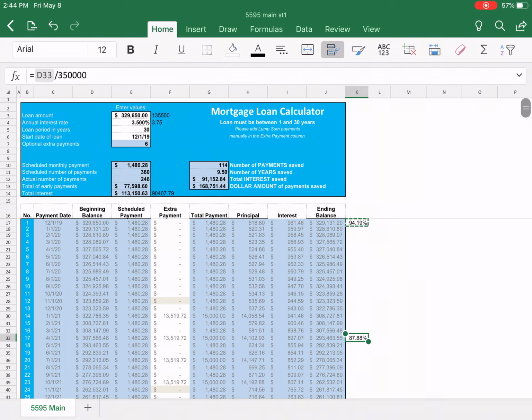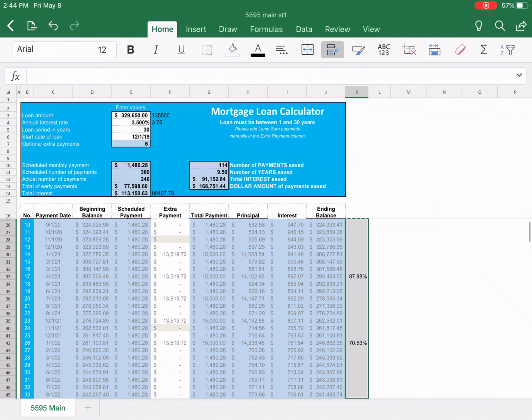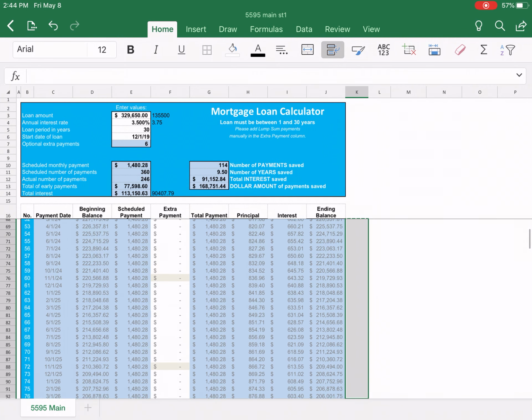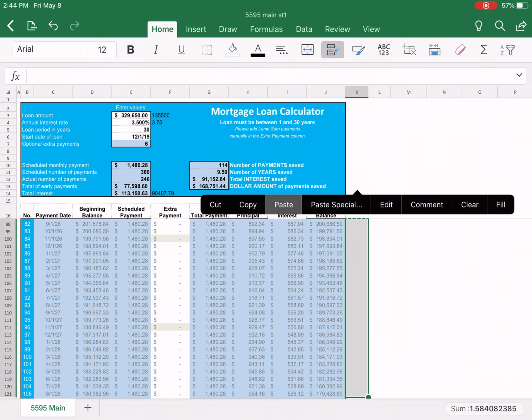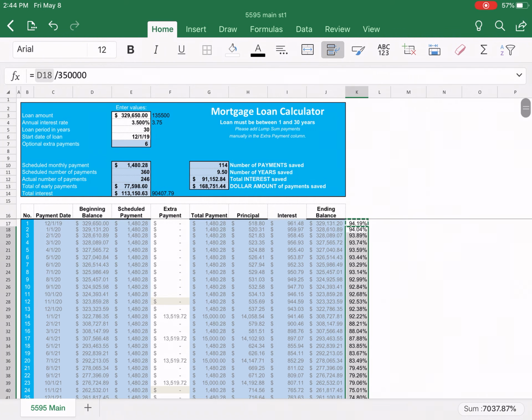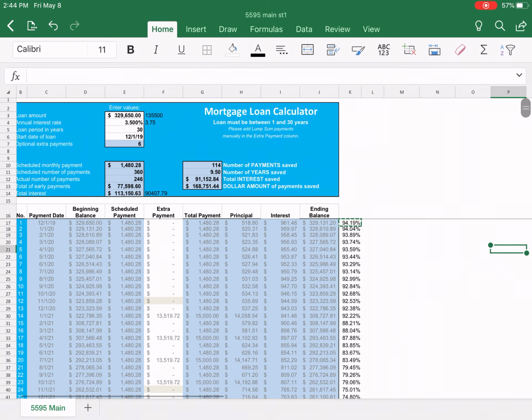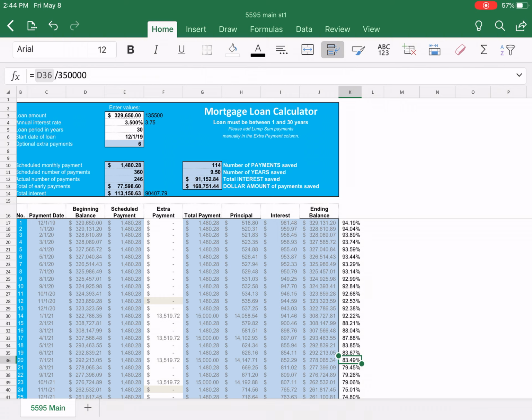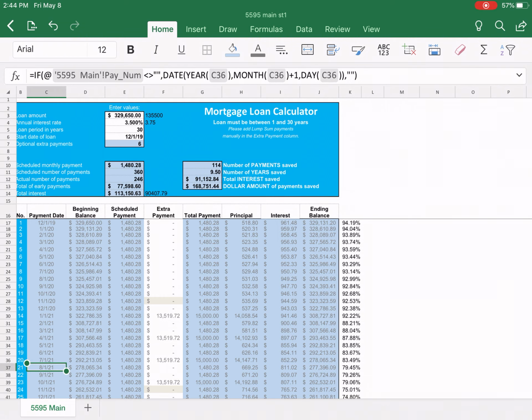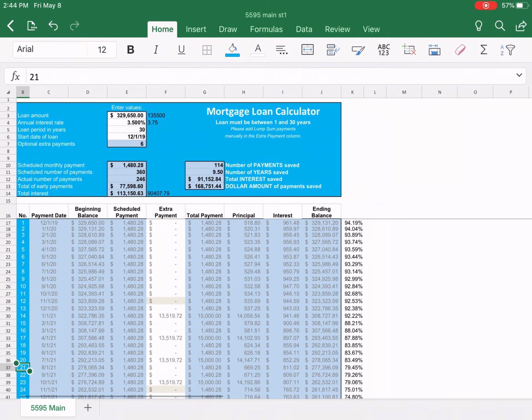Okay, great. So it works. Copy. Paste. Okay, there we go. There we go. So okay, so I'm at 80% right here. What year is this? This is August 2021.